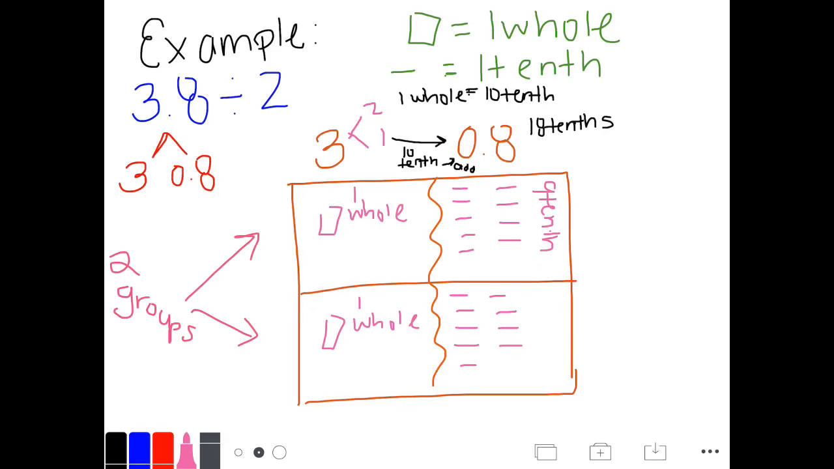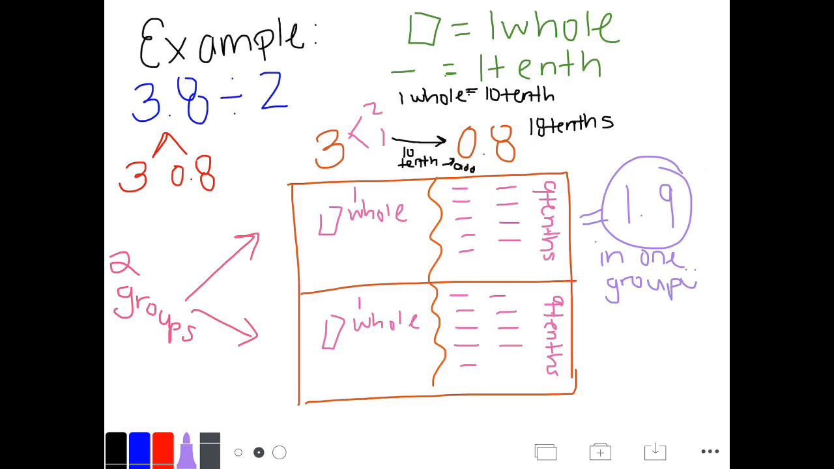Then, once I am done establishing that I have 9 tenths in each group, I want to add up my total amount in one group. So if you look closely, I have 1 whole and 9 tenths in just one group, and of course 1 whole and 9 tenths in another group. So in one group, I'm going to have 1 and 9 tenths, and that is going to be my answer.